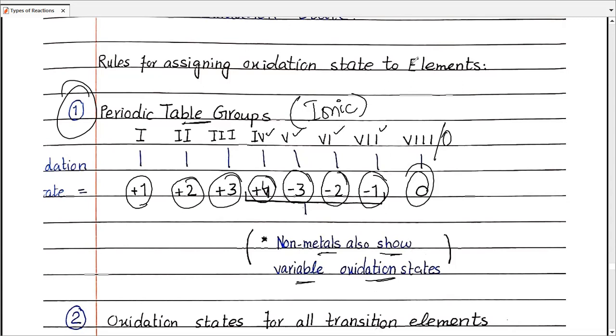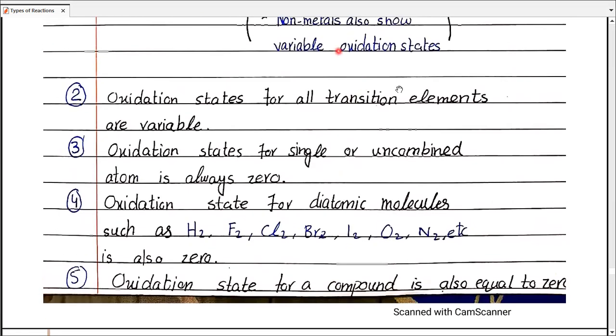Let's prove it. A couple of points before we actually try to prove it. The next point: oxidation states for all transition elements are variable. We never know them. So in the paper, they are actually going to help you by giving a hint. What two kinds of hints do you usually get for transition elements? The first kind of hint is the name itself. For example, they tell you iron(II) fluoride as part of the question statement. From here, you know iron has what charge? This II easily tells you iron has a plus 2 charge. Make sense?